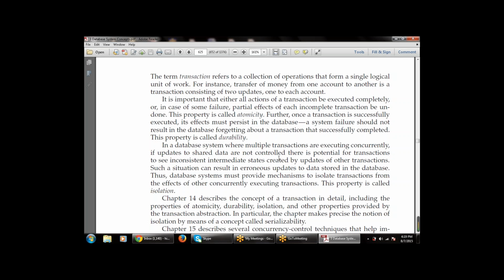That means whenever more than one transaction is executed, they must be executed in a controlled manner. Such a situation can otherwise result in erroneous updates to data stored in the database. Therefore, the database system must provide a mechanism to isolate transactions from the effect of other concurrently executing transactions. So whatever transactions are executed must be executed in a concurrent way, one transaction after another.